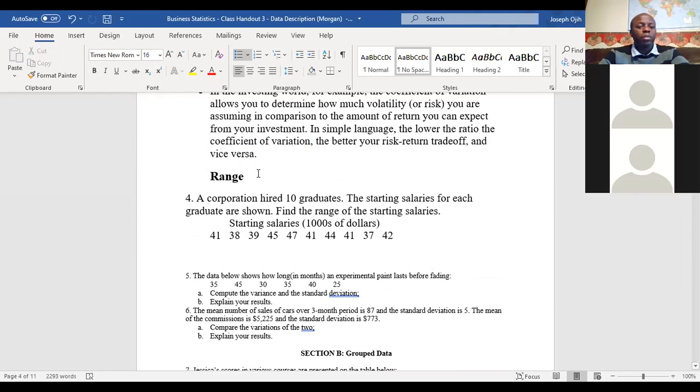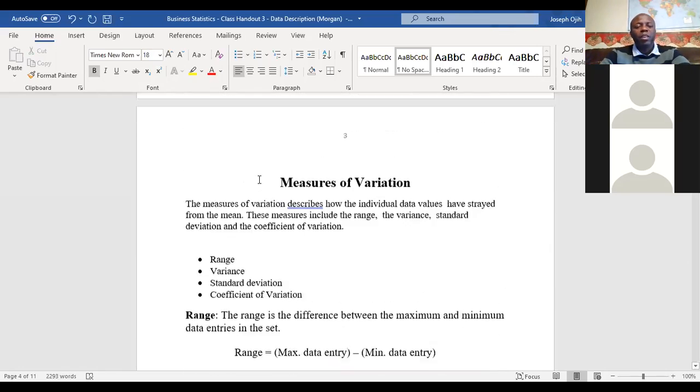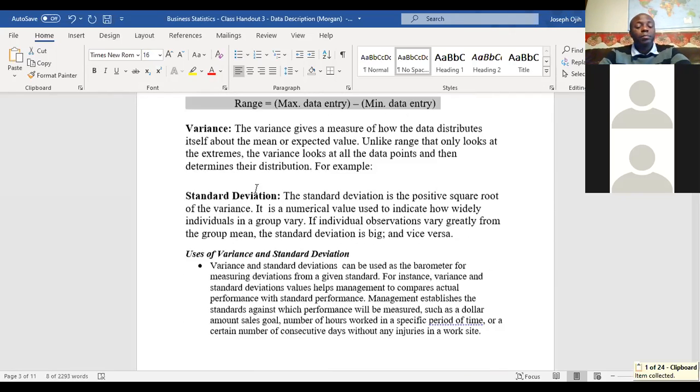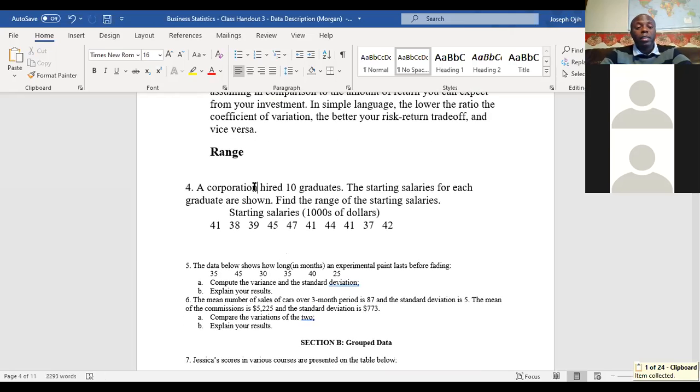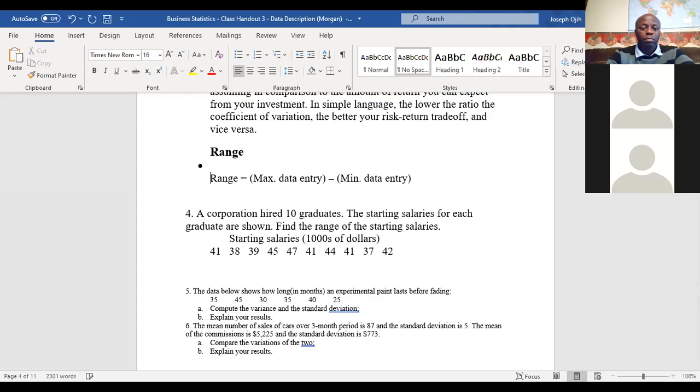So the range, like I told you, the formula is the maximum value minus the minimum value. I have it here already, so let me just copy it from here. The maximum data entry minus the minimum data entry. So it's the easiest to calculate among these measures of variation. Okay. Maximum entry versus minimum entry.